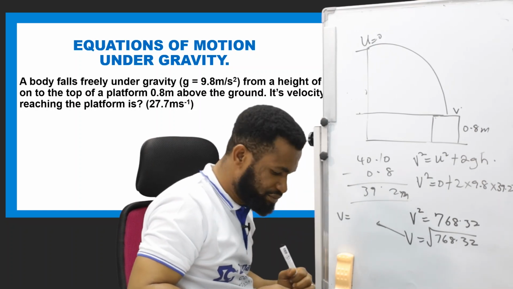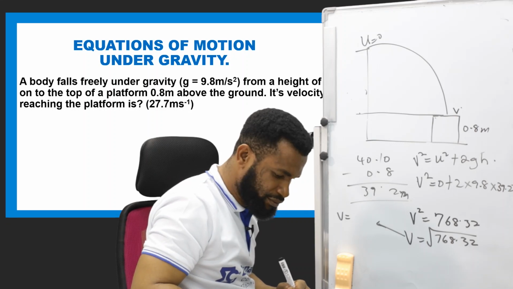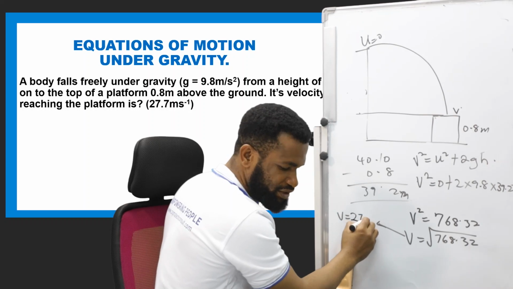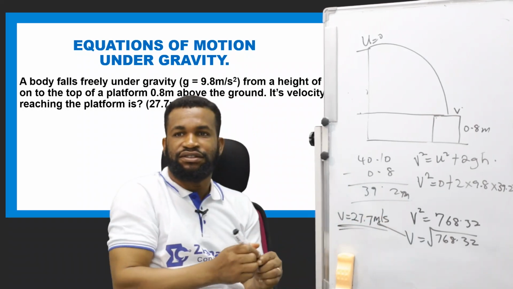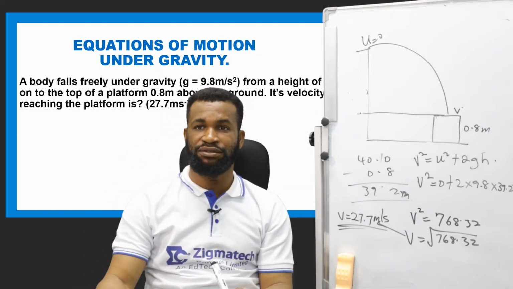V is going to be equal to 27.7 meters per second. All right? That is what we have on this one now.